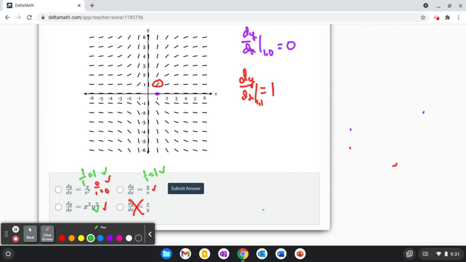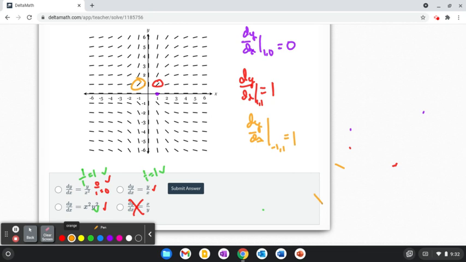All right, let's try a different one. Let's try (1, 2). Well, let's try a negative 1 now, actually. Let's go over here. Let's do dy/dx evaluated at (-1, 1). And that one should also give us a positive 1 slope as well, right? So let's plug some of those in.